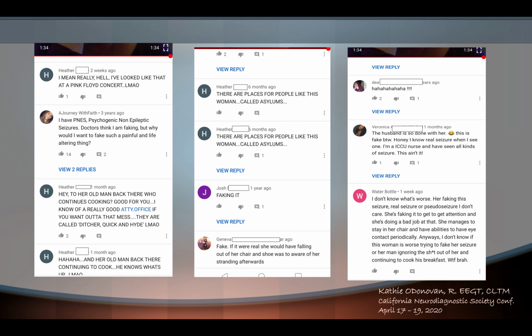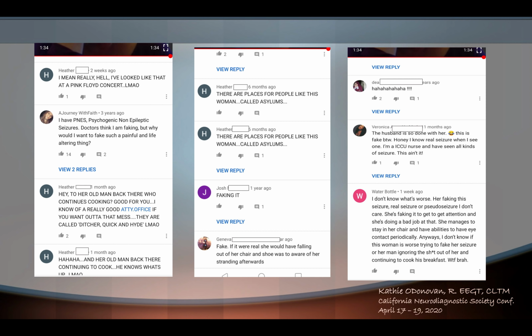So this first one here says, I mean, really, hell, I've looked like that at a Pink Floyd concert. Laughing. Another one, I have PNES, psychogenic non-epileptic seizures. Doctors think I'm faking, but why would I want to fake such a painful and life-altering thing? She's got a point, you know? And they may not be doing it to get attention. There's something under the surface that plays a role.